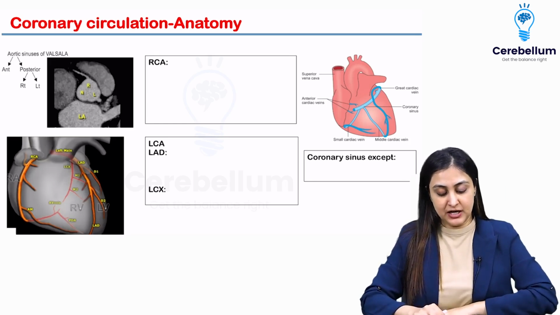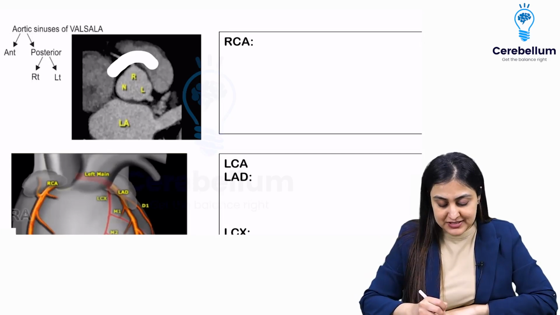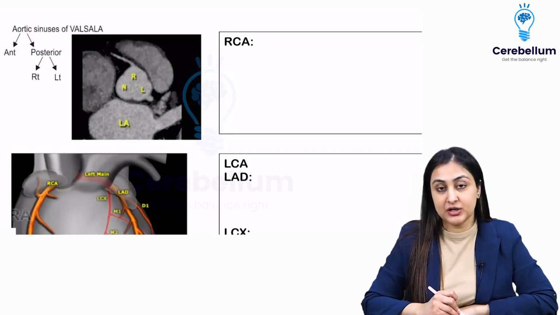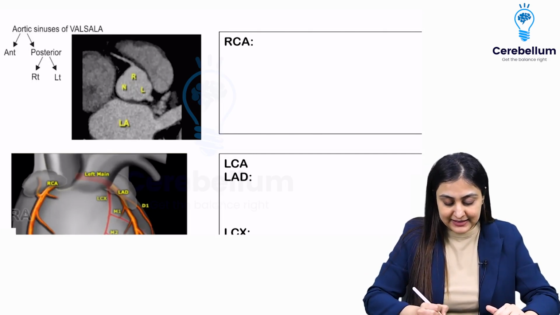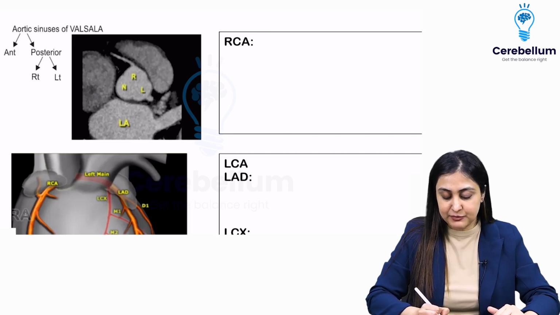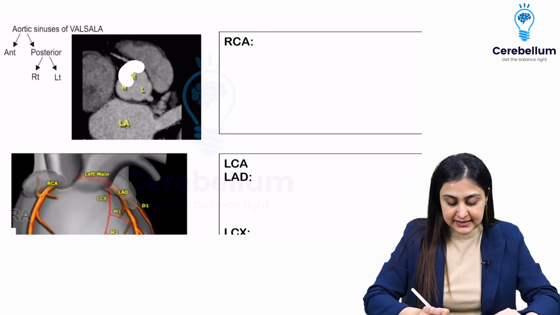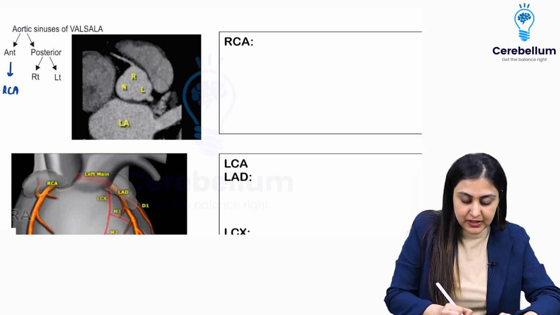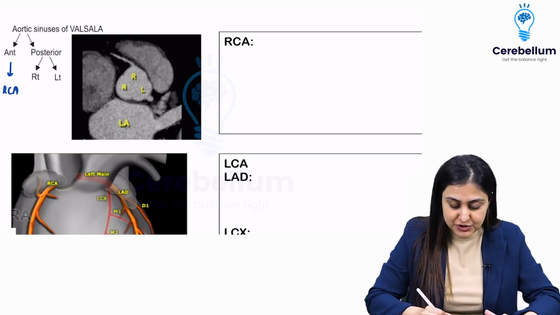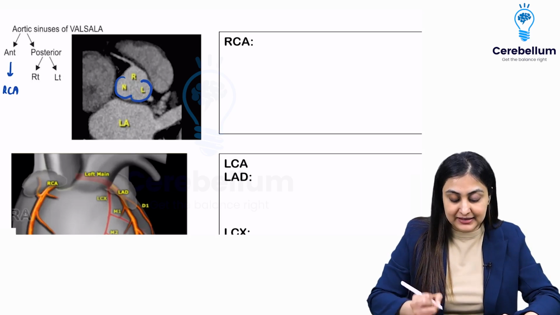So let's start off from the aortic root. This is the aortic root with all of these aortic sinuses of Valsalva. There are these three sinuses. This is the right anterior one, and then you have right and left posterior. This is the anterior cusp, which is also known as the right coronary cusp because this gives rise to the right coronary artery.